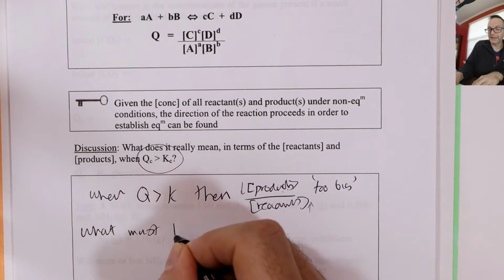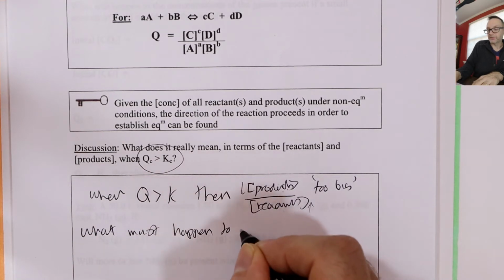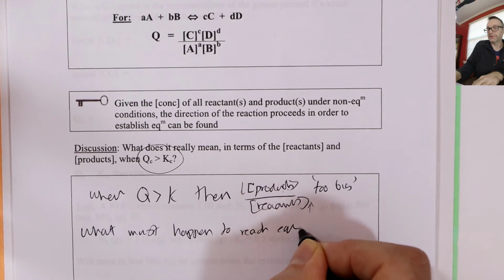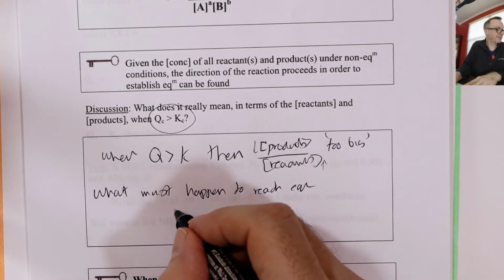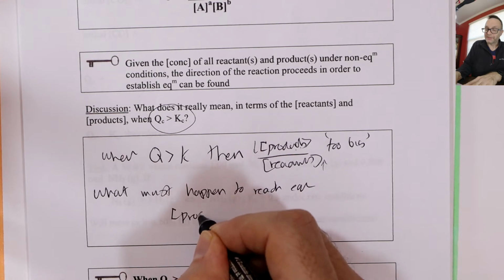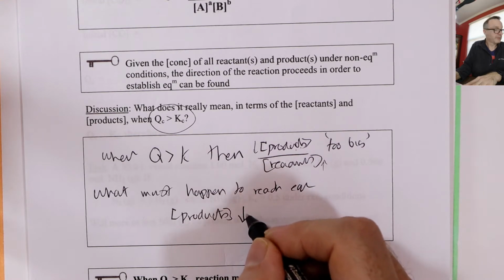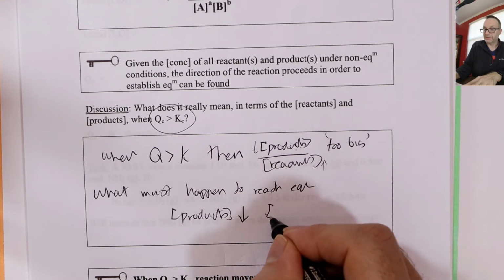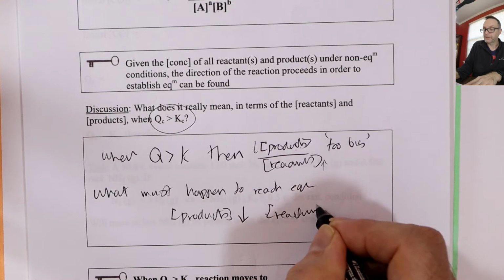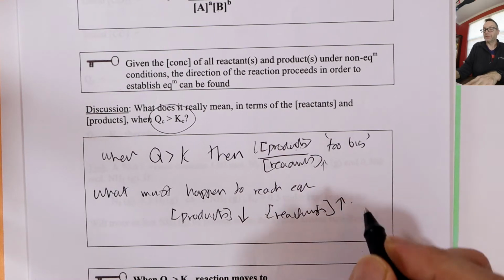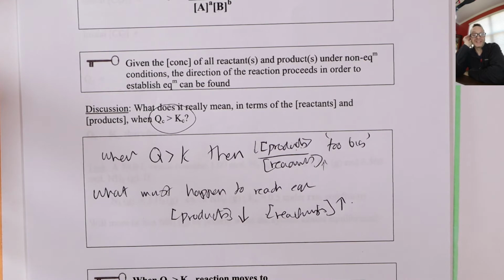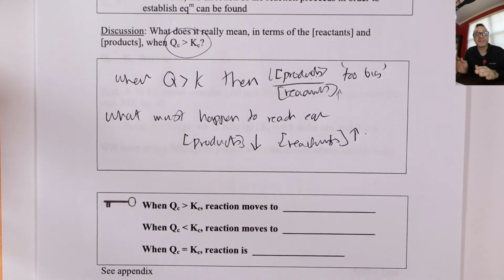So what must happen to reach equilibrium? As the reaction progresses, the concentration of products goes down, the concentration of reactants goes up. So if you like, that's a reverse reaction, isn't it? The amount of products goes down, the amount of reactants goes up. It's moving to the left, isn't it? So we see that down here. This is where you've got to keep it straight.